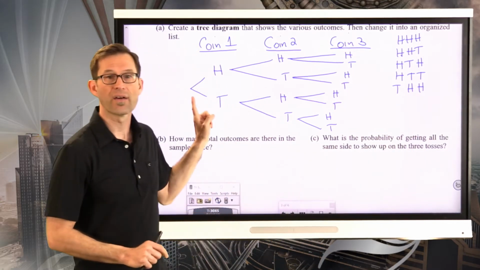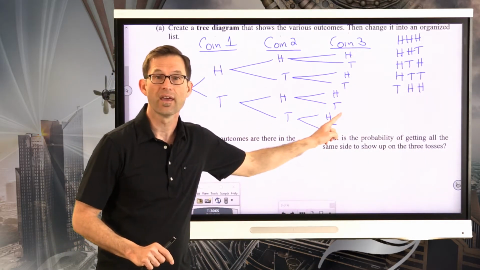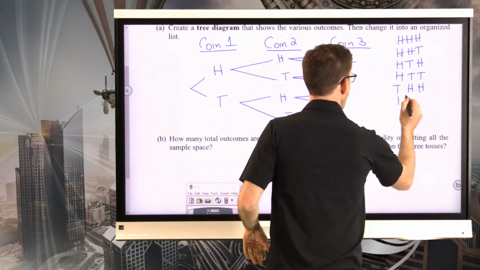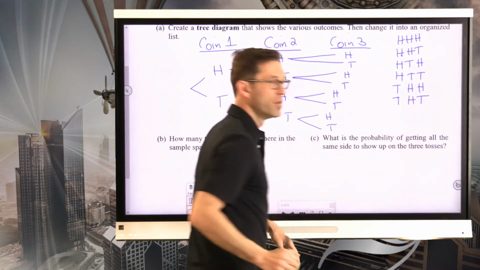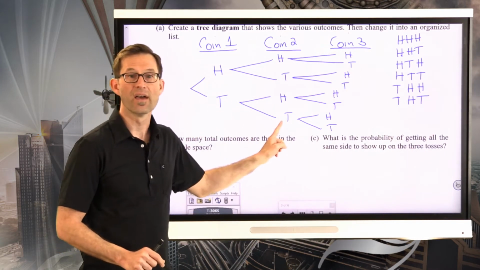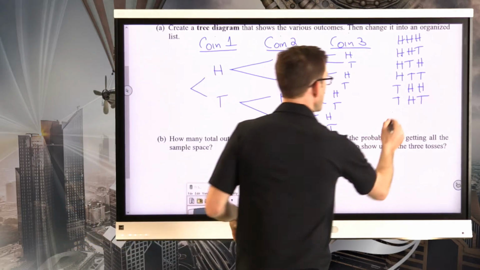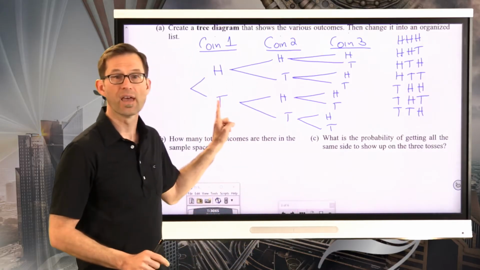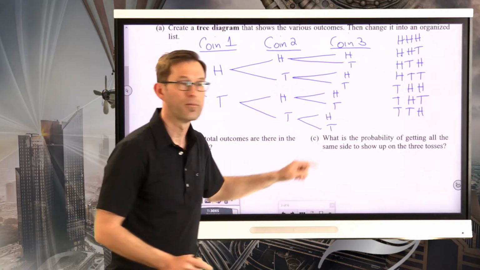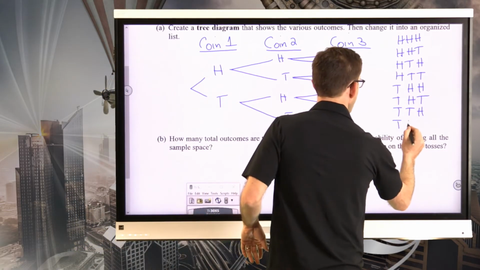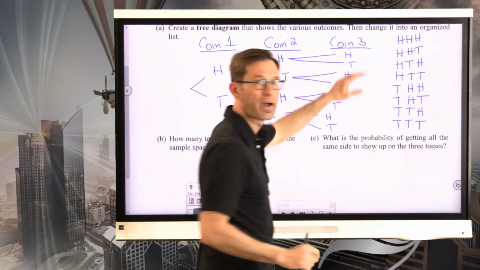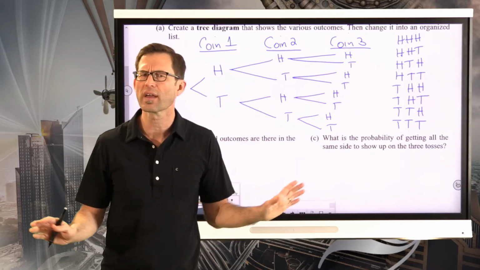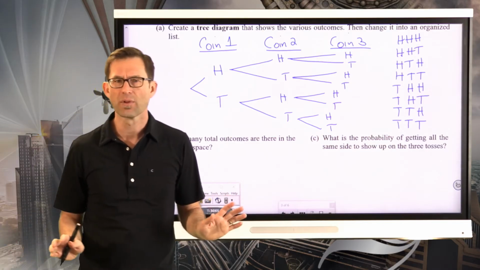Right? Then I could have a tail, a head, and a tail. Then I could have a tail and a head. And finally, a tail and a tail. All right, and there's my organized list. That's everything that can happen. Everything that could possibly happen, right?